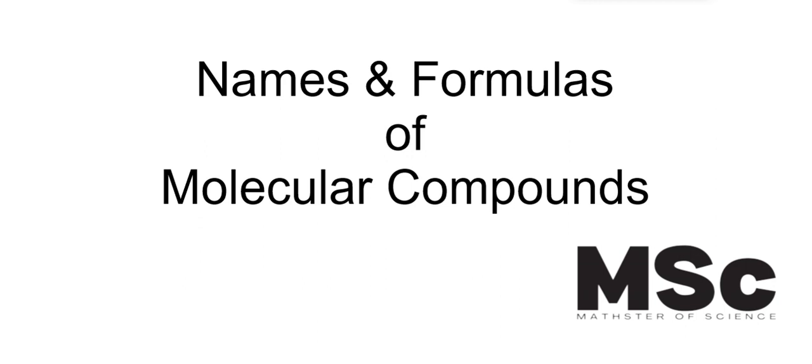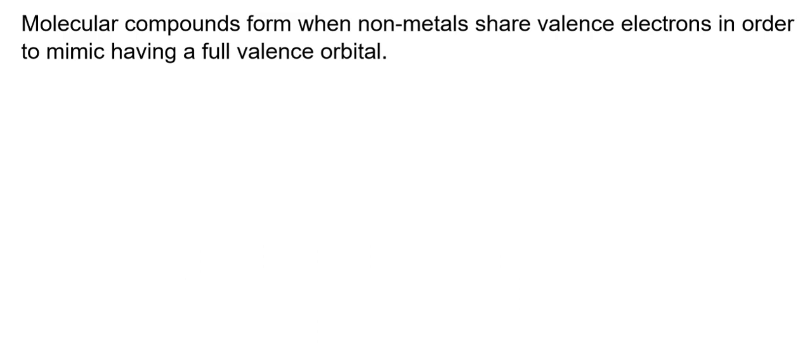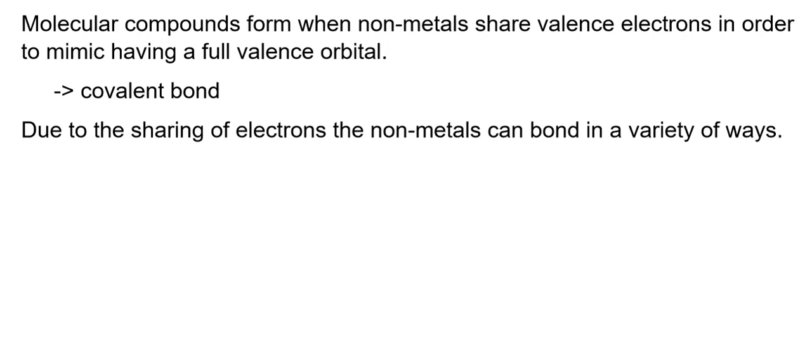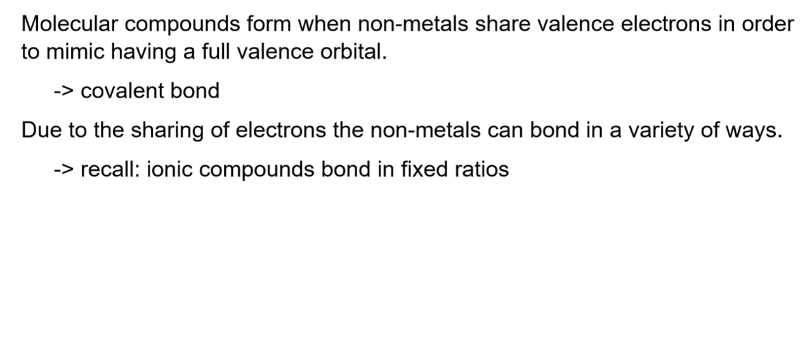In this video we're going to be looking at both the names and formulas of molecular compounds. Now molecular compounds form when nonmetals share valence electrons in order to mimic having a full valence orbital. This leads to a covalent bond. But due to the sharing of electrons, nonmetals can actually bond in a variety of ways.